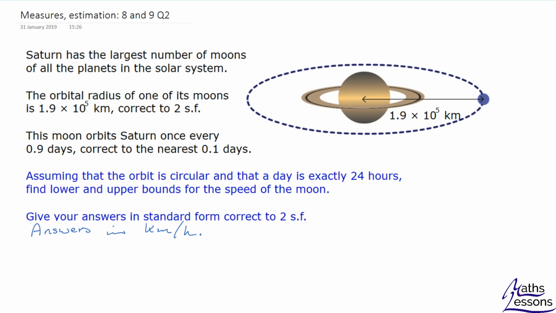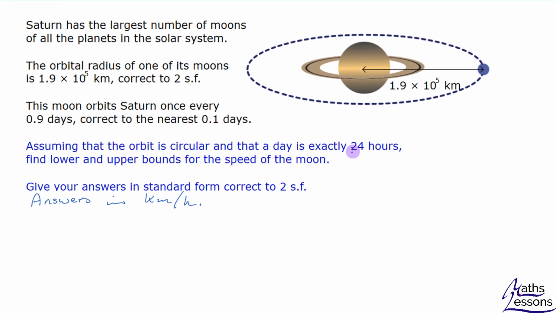Okay, let's look at this. So Saturn's the largest of the moons, and the orbital radius of the moon is 1.105 kilometres. Now, this was probably a little tricky to get done in 3 minutes, so we need to work out the distance it travels. So we need to work out the circumference of this. The circumference will equal 2 pi r. And we know that the speed will equal the distance over the time, and the distance is 2 pi r.